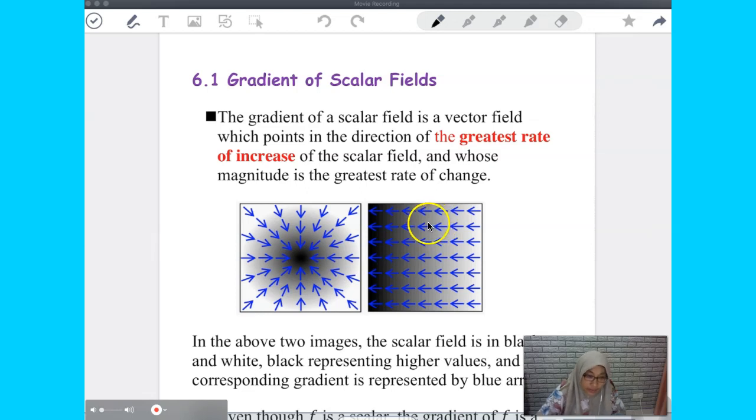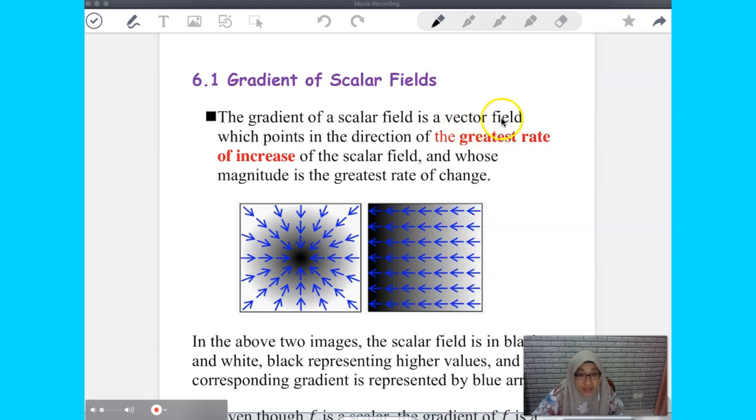Okay, so next we want to look at the gradient of a scalar field. So what is the gradient of a scalar field? The gradient of a scalar field is the extension of derivatives to a vector field. The outcome, the gradient of the scalar field, will give you a vector field which points in a direction. So this vector will have a direction, right?